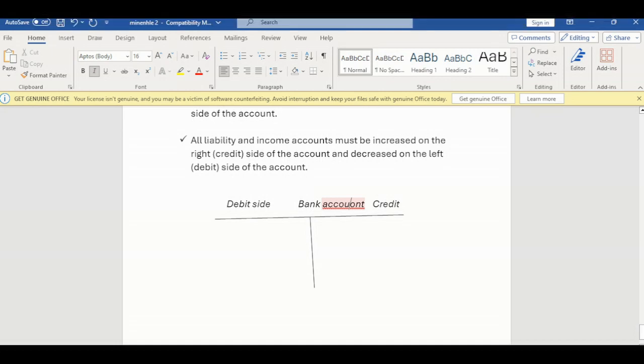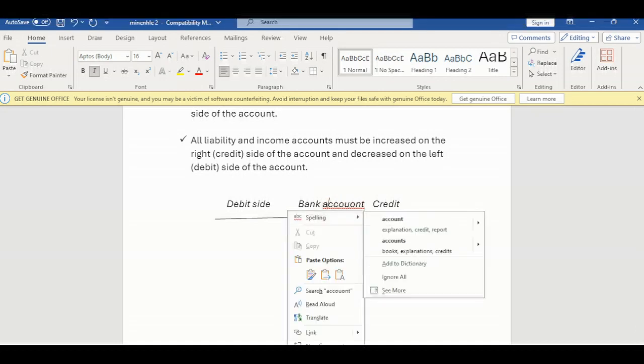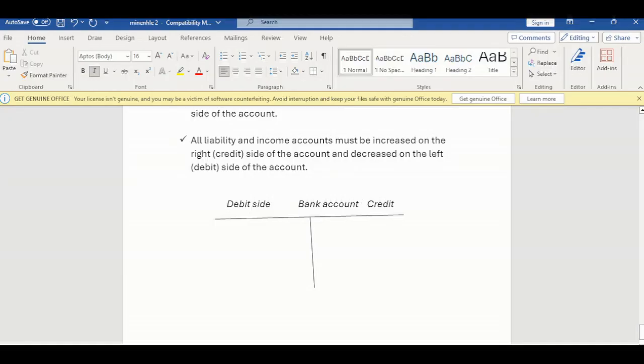This is how you draw the account. Okay, remember, a bank account is a type of asset. Obviously it will increase on a debit side, it will increase here on a debit side, but decrease here on a credit side. The bank account increases on a debit side but decreases on a credit side. So this is just an example of the account.